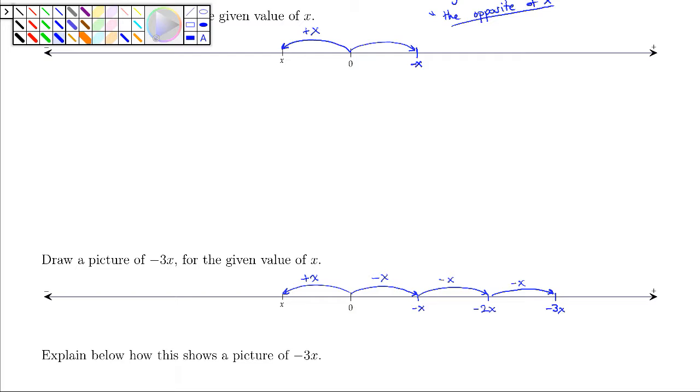So all of these distances should be the same, okay? And again, we don't know what the scale is, right? x might be negative 5, x might be negative 417, okay? In which case, we're going positive 417 3 times. Okay, so we don't know what the scale is, but this is a good picture of negative 3x for some picture of where x is.